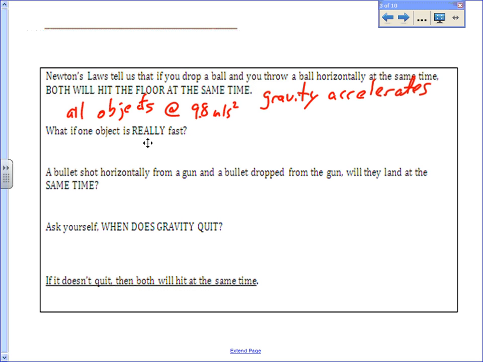What if an object is going really fast? Doesn't matter. It's going really fast horizontally, still gets accelerated downward at 9.8. Will they land at the same time if you shoot and drop? Yes. Is there a speed so fast that gravity doesn't affect you? No. Gravity never quits. Most of our concept questions are based on these statements right here.